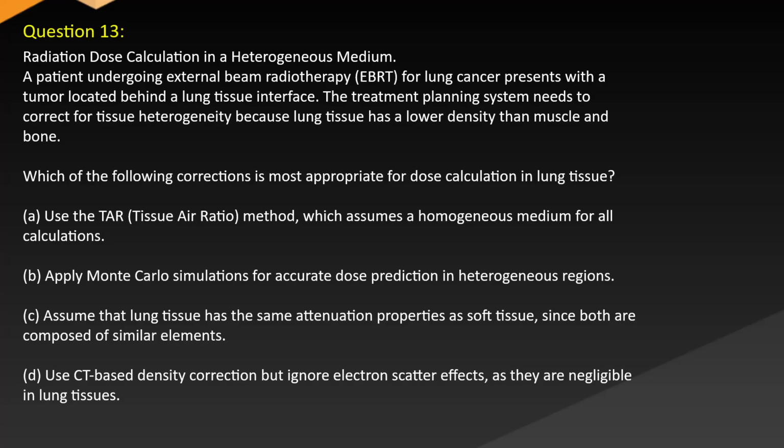A. Use the TAR, tissue-air ratio, method, which assumes a homogeneous medium for all calculations. B. Apply Monte Carlo simulations for accurate dose prediction in heterogeneous regions. C. Assume that lung tissue has the same attenuation properties as soft tissue since both are composed of similar elements. D. Use CT-based density correction, but ignore electron scatter effects as they are negligible in lung tissues.